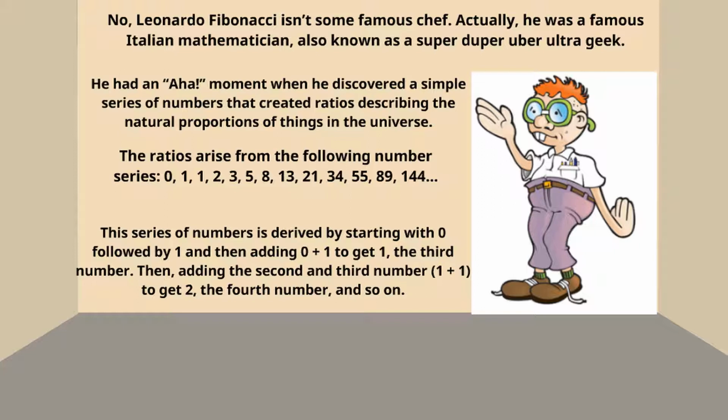The ratios arise from the following number series: 0, 1, 1, 2, 3, 5, 8, 13, 21, 34, 55, 89, 144. This series of numbers is derived by starting with 0 followed by 1 and then adding 0 plus 1 to get 1, the third number. Then, adding the second and third number, 1 plus 1, to get 2, the fourth number, and so on.